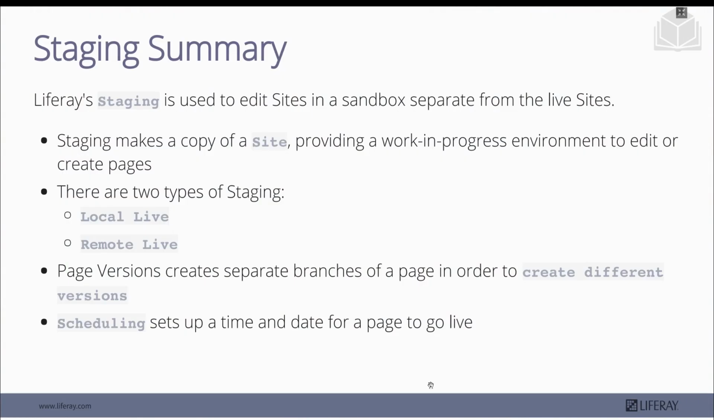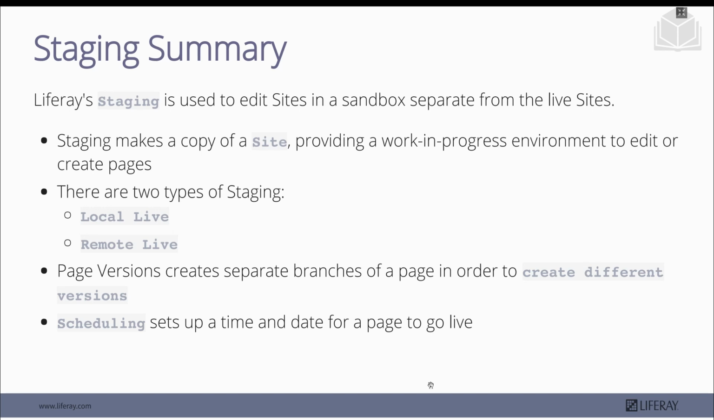So with that, Liferay's staging is used to edit sites in a sandbox separate from the live environment. So the isolated environment is the staging, make your changes, and then push it to the live environment once you're ready. Staging makes a copy of a site, providing a work in progress environment to edit or create pages. So all of the changes we make are going to be in that staged site. And in order to enable it, it's on a per site basis. So turn on staging for one site, it's on for that specific site. If you want it on for another one, you have to turn it on over there as well.